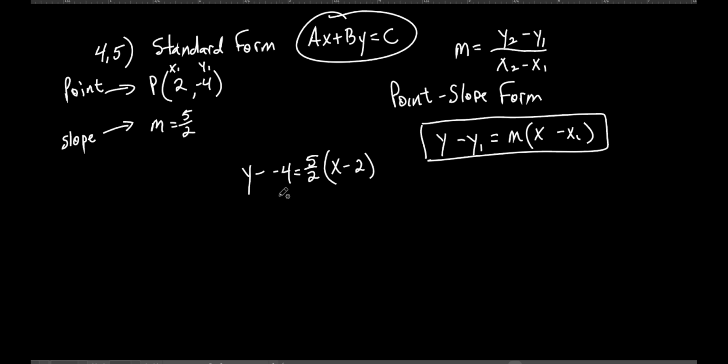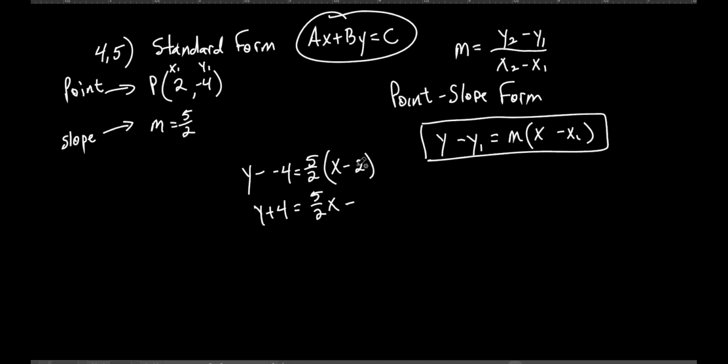And then let's try to put it in this form. So let's do this first. What's this going to be? y plus 4 equals, what do we have here? 5 halves x, correct? Minus, what's this going to be? 5 halves times 2. Can you do that in your head? 5 over 2 times 2 over 1.